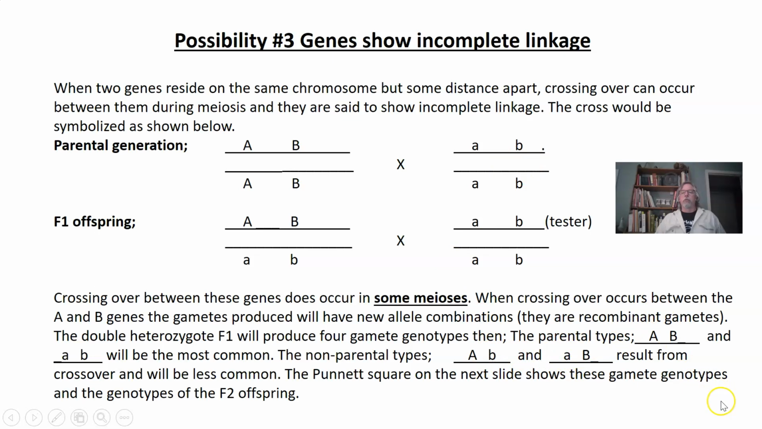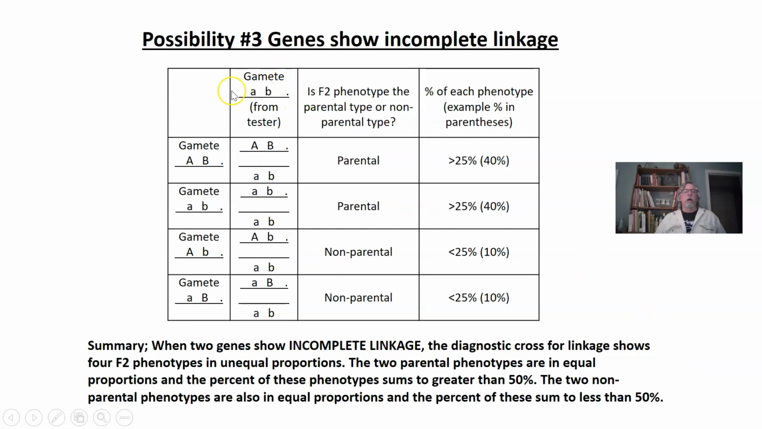Okay, what would be the result of that cross if we look at it in a Punnett square? Well, from the doubly heterozygous individual, some of the gametes would be this parental type, both dominant alleles, or this, both recessive alleles. Some of them would be recombinants or non-parental, big A with little b, little a with big B. Since we're doing a test cross, that would be reflected in the offspring as well.